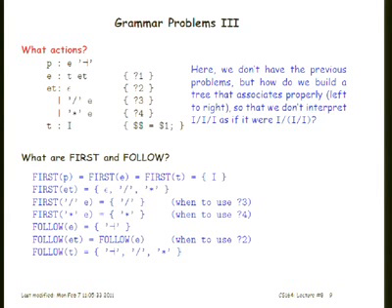Here's the calculation. I think I got it right. So P's, E's, and T's can all start with I, and there's nothing else they can start with. That's kind of obvious. ET, on the other hand, can start with slash and star, but it also can produce empty, so we throw that into the mix.